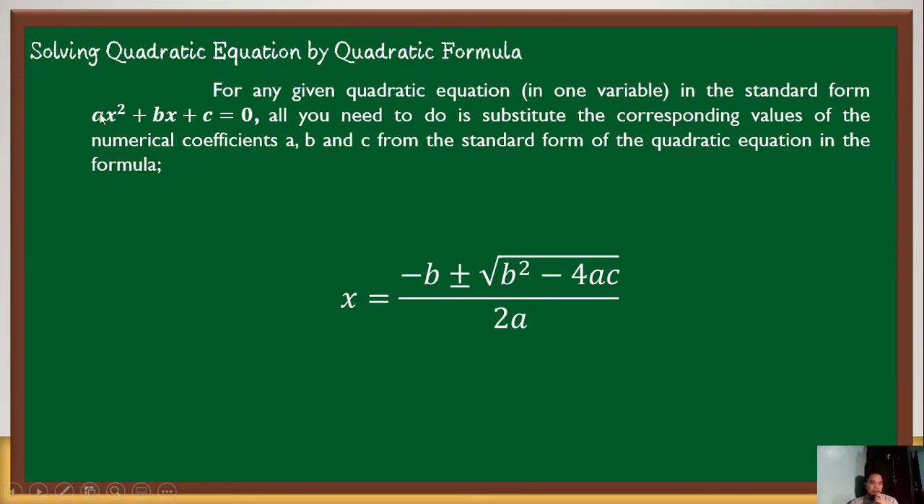the standard form ax squared plus bx plus c equals 0, all you need to do is substitute the corresponding values of the numerical coefficients a, b, and c from the standard form of the quadratic equation in the formula. By the way, class, this is what we call the quadratic formula. This formula was derived from the standard form of the quadratic equation, ax squared plus bx plus c equals 0, using completing the square.